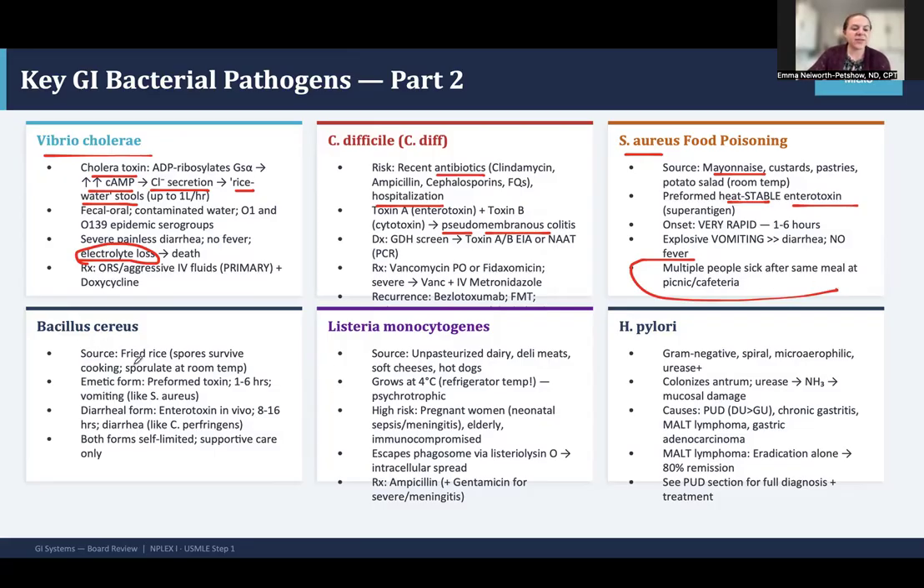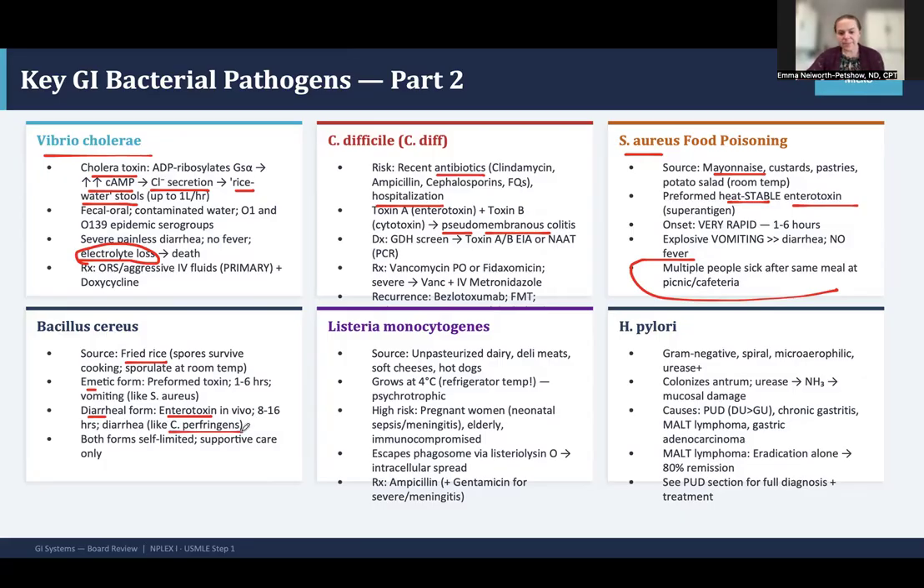Bacillus cereus is fried rice. The spores can survive cooking because it can create an endospore, and then it can sporulate at room temperature. There's an emetic or diarrheal form. The emetic form is from eating preformed toxin, which looks like Staph aureus. The diarrheal form is an enterotoxin, which is more like Clostridium perfringens.